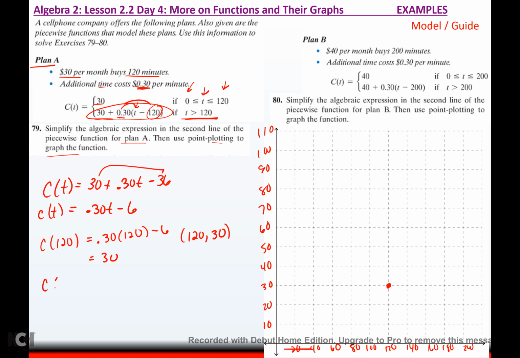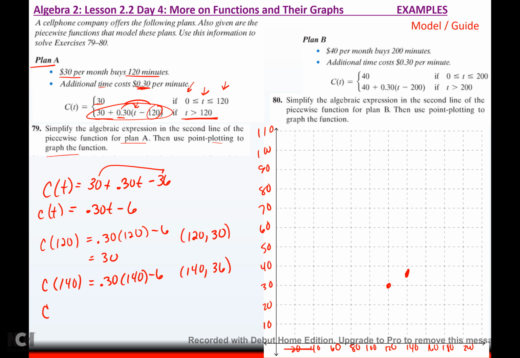If I do, let's do C of 140. So I'd have 0.30 times 140 minus 6. 0.30 times 140 minus 6, you get 36. So 140 would be $36. 140, 36, about right there. Maybe not quite that high. Yeah, a little bit.